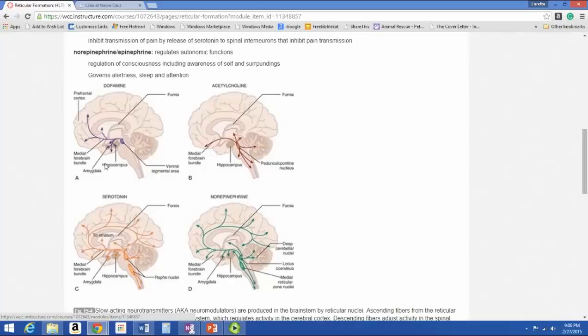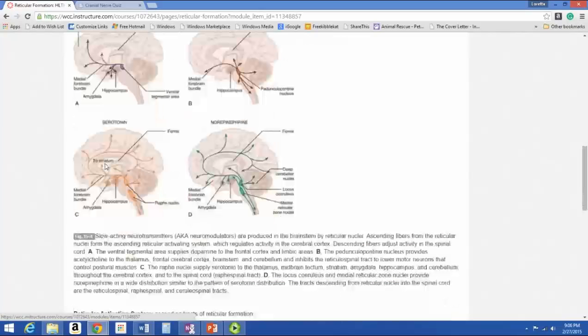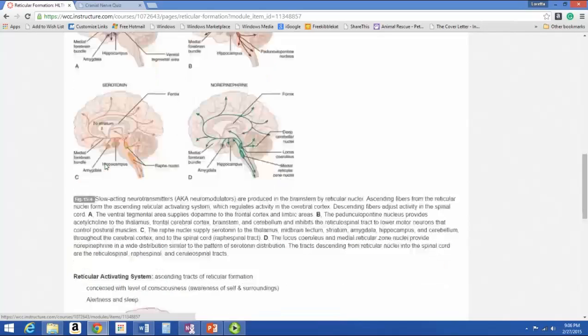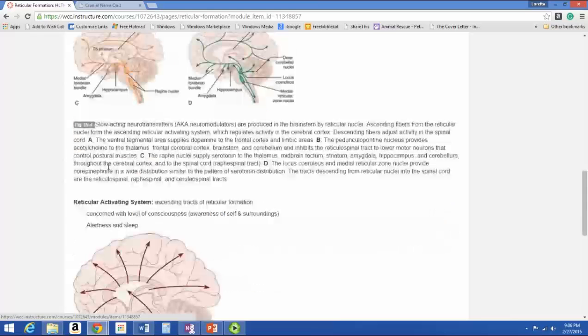A lot of times the neurotransmitters that are released by the reticular activating system act as neuromodulators. Those are the slow acting ones that stick around longer. So when we're talking about the serotonin in the descending pain controls, that is a neuromodulator that stays around in the dorsal horn of the spinal cord and inhibits that pain transmission. So that's kind of interesting.